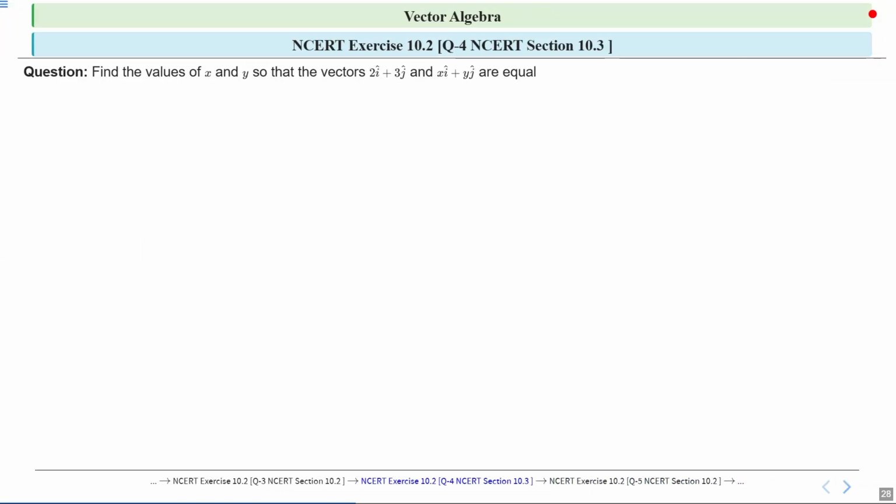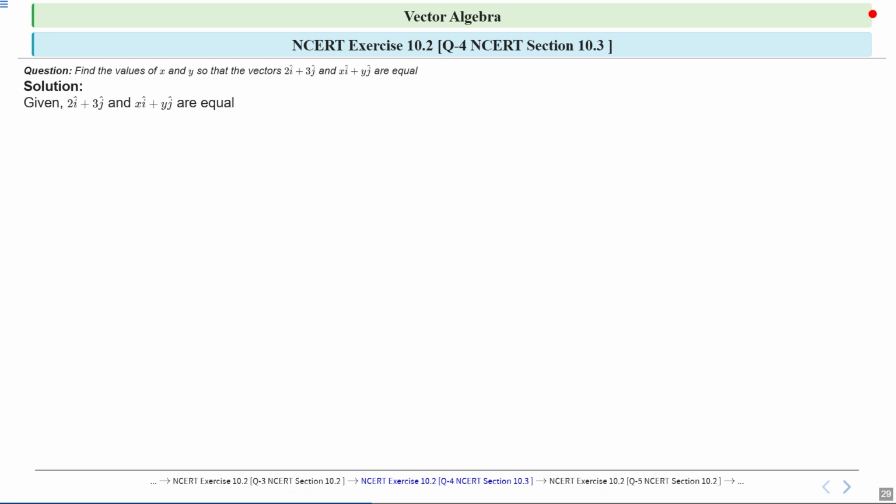Next, NCERT exercise 10.2 question number 4, which says: find the values of x and y so that the vectors 2 i cap plus 3 j cap and x i cap plus y j cap are equal.